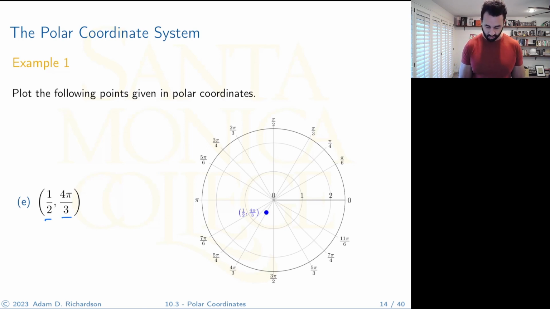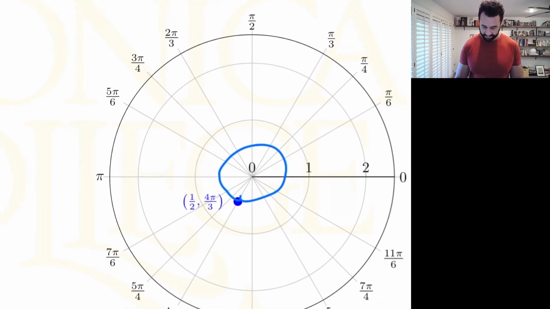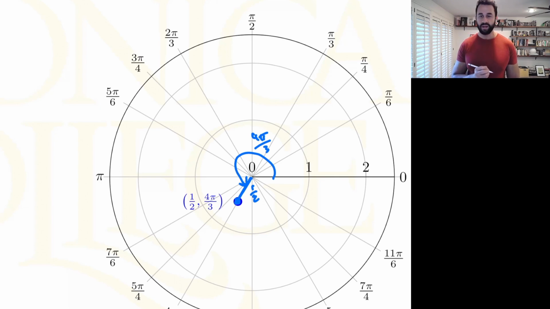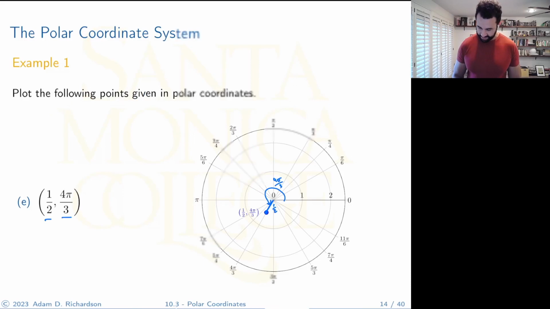In this case, it's 1/2 comma 4 pi over 3, so we're on the circle of radius 1/2. Maybe I'll zoom in a bit. There we go. We're on the circle of radius 1/2. And the angle that we had to sweep out was 4 pi over 3. So let me do this. There's our 1/2, and we went 4 pi over 3 to get to this point. 1/2 comma 4 pi over 3. All right, not too shabby.